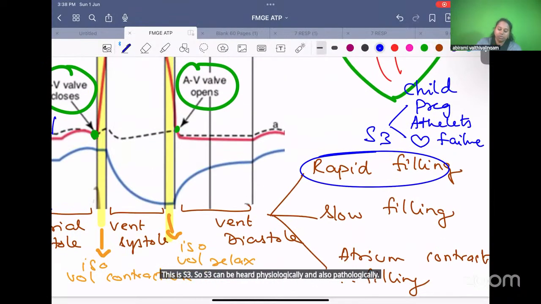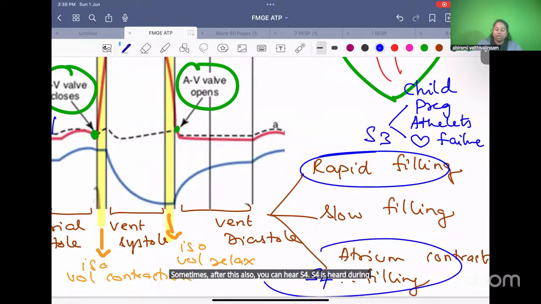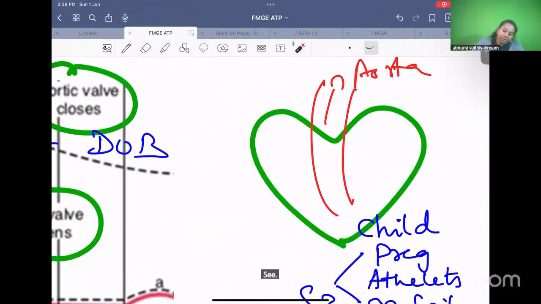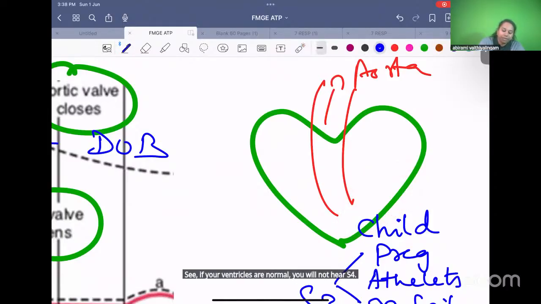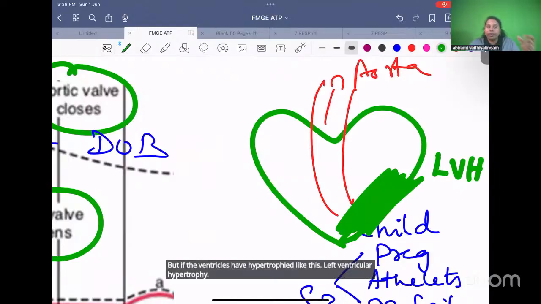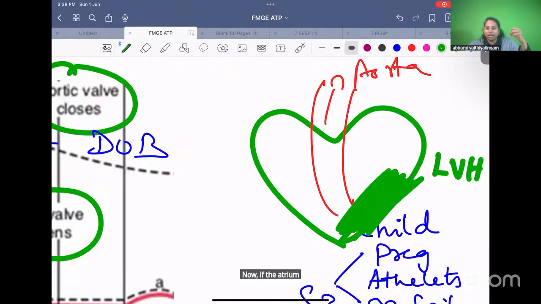Sometimes after this you can also hear S4. S4 is heard during the last part, when the atrium is contracting and pushing blood into the ventricles. If your ventricles are normal, you will not hear S4. But if the ventricles have hypertrophied like this, left ventricular hypertrophy, and the atrium is contracting against a hypertrophied ventricle, you hear a noise.